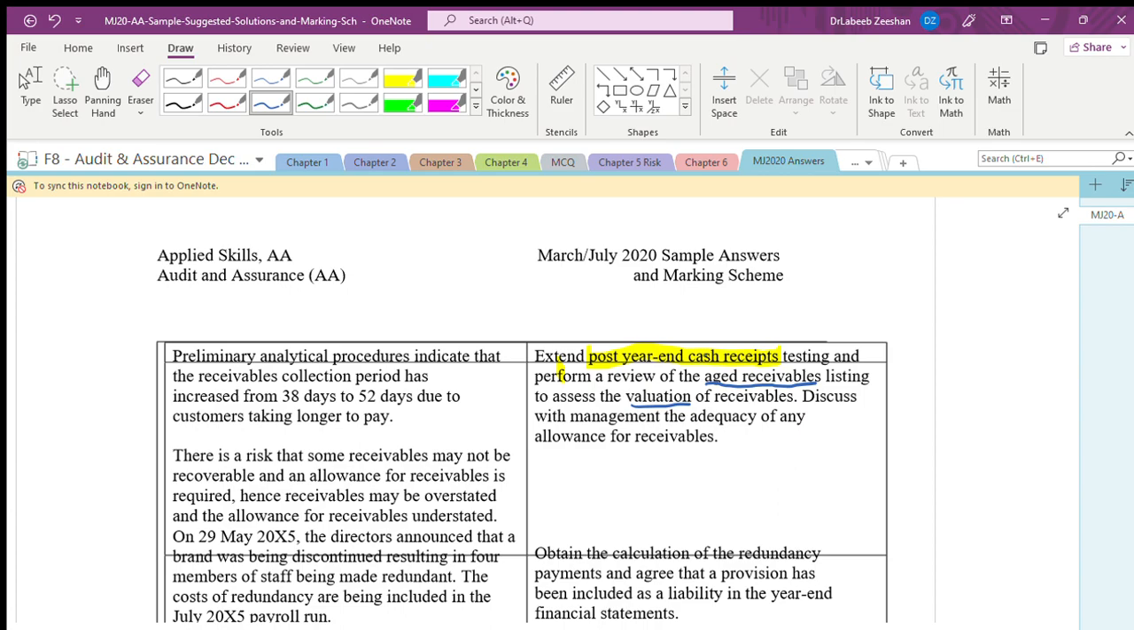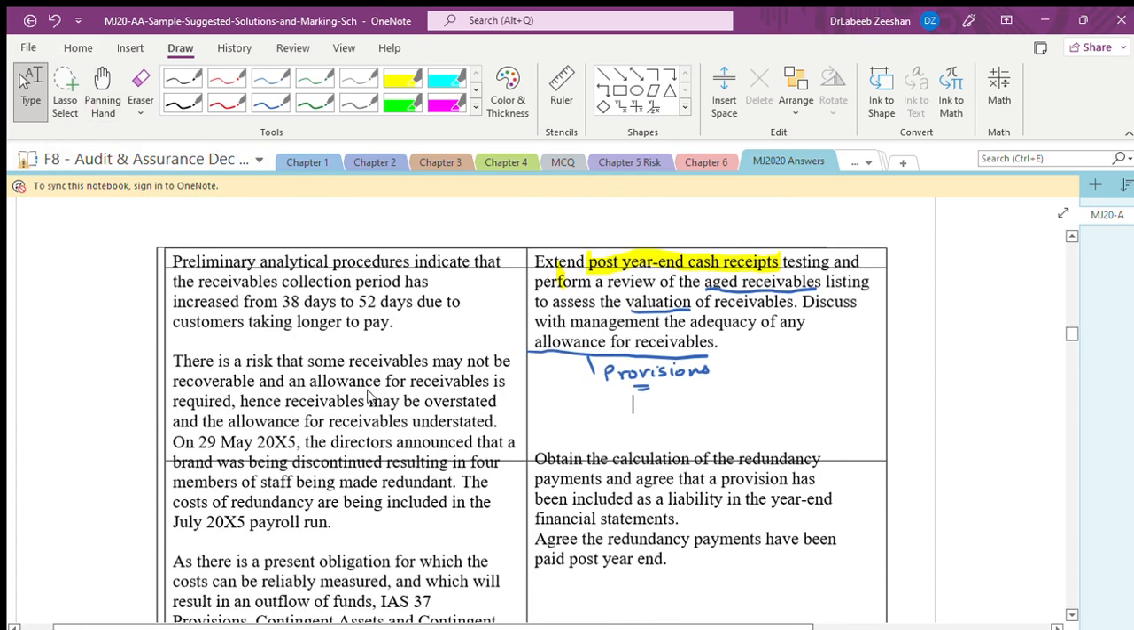Now discuss with the management whether adequate allowances for receivables have been made or not. Allowances are nothing but provisions. This is one point. Now what it says: there is a risk that some receivables may not be recovered and an allowance is required. We don't know.